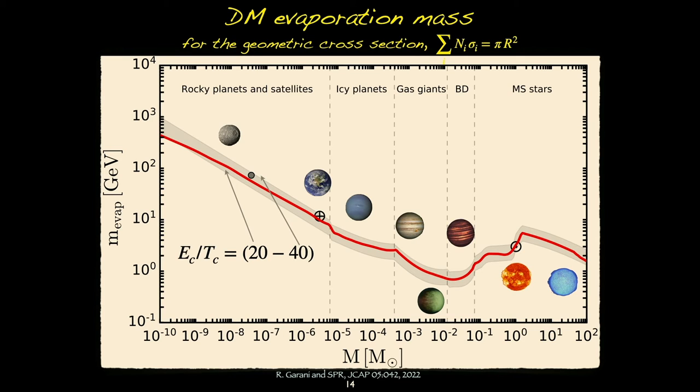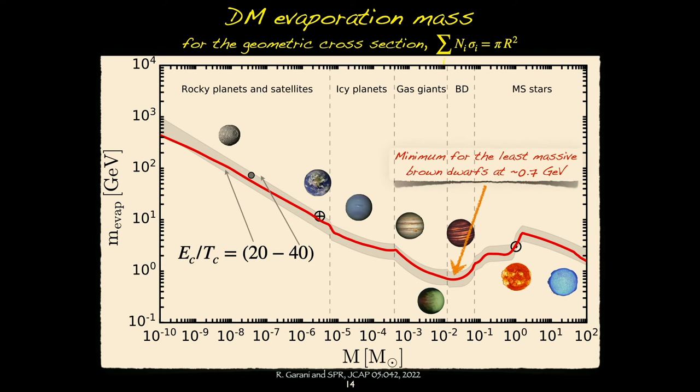And that's what I said, that one can estimate the dark matter evaporation mass for this cross section within 30% accuracy for any object in hydrostatic equilibrium in the universe. Okay, but this is for a particular cross section, and we can think of what the value of this dark matter evaporation mass is for any other cross section. So we did that exercise.